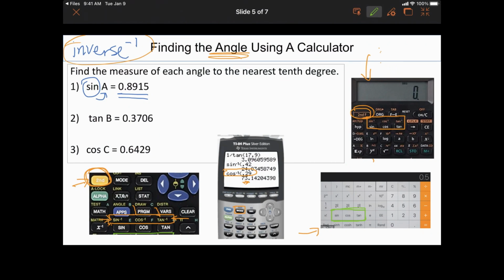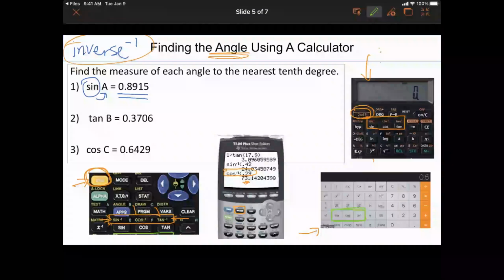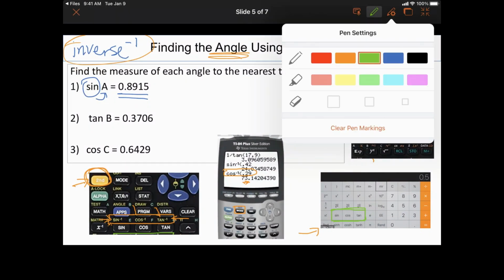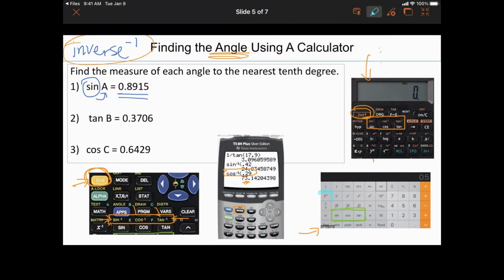Now to access this, okay, so when you have to do the inverse, you're going to hit that. I forgot to take a screenshot of the next shot. So when you hit the second button, this menu will change and it'll show you the inverses here. So again, you have to play with your calculator, get used to it, really press all the buttons so you understand the order in which you use your buttons in your calculator.